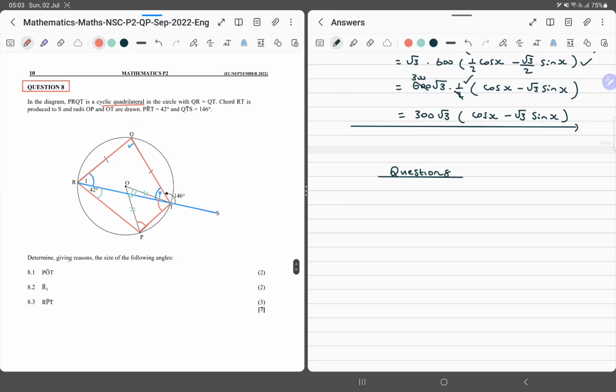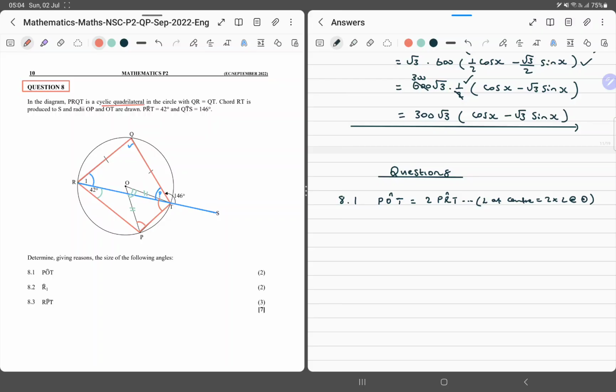So let's see. Determine, giving reasons, the size of the following angles: POT. We've sorted it out. So you see, when you analyze, you already have answers nice and easy. So we know that POT is going to be equal to 2 times angle PRT. Again, we know that angle at center is equal to 2 times angle at circumference.